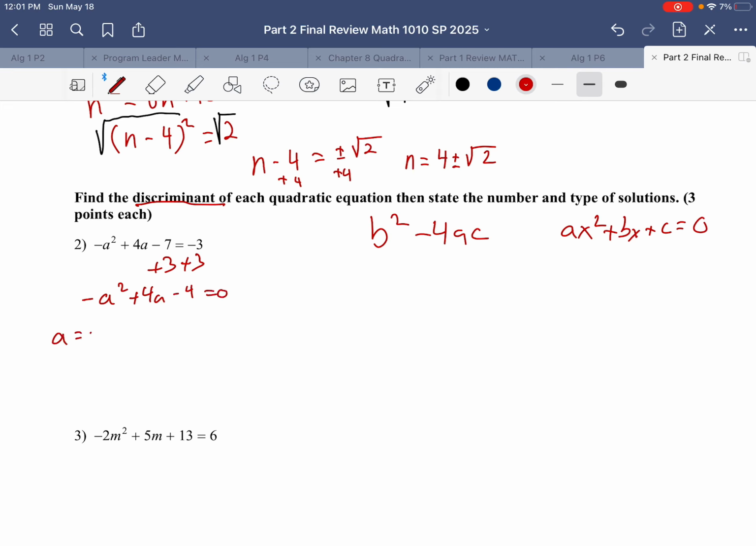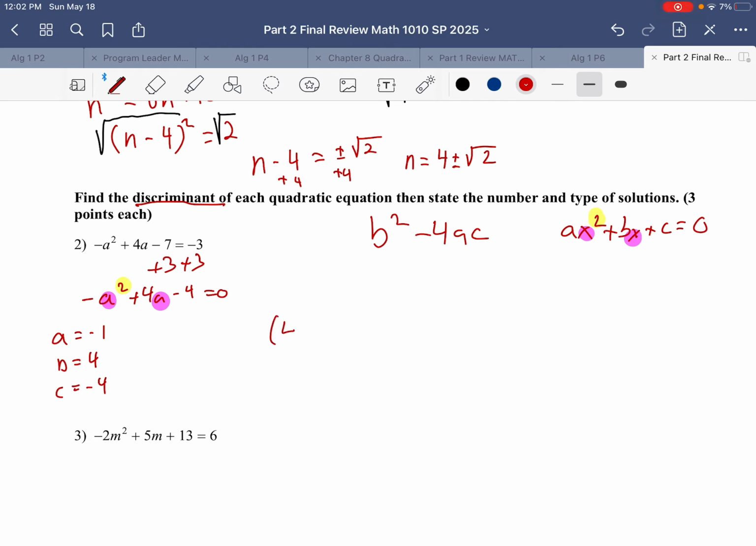A is going to be equal to negative 1. B is going to be equal to 4. And C is going to be equal to negative 4. I just want to show this. The variable here for x can be replaced with a, b, n. We're still talking about a quadratic, and we see that the largest exponent, the degree, is 2.